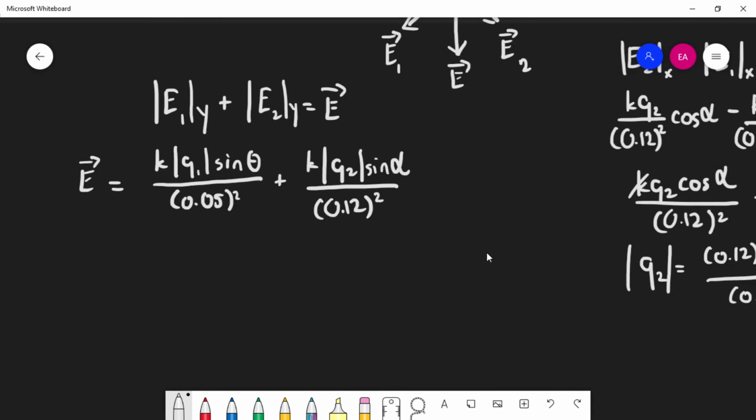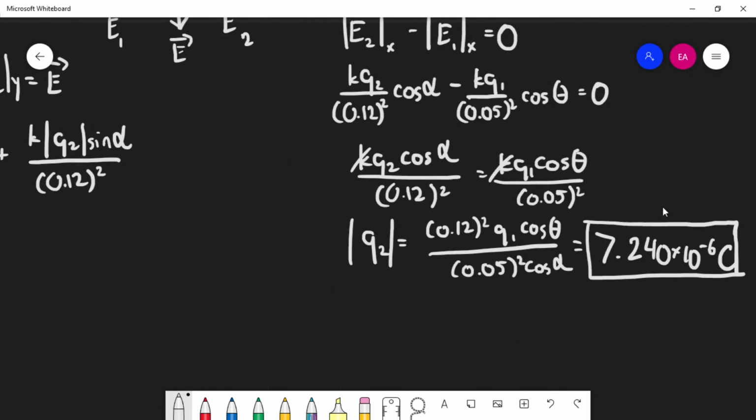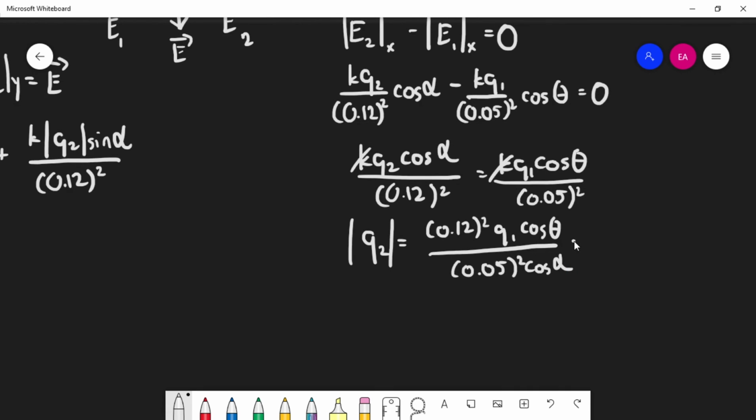And finally, we already have Q2, which is 7.240. No, I'm sorry. I misread what I wrote down in my work. I did this on paper first. So this is 7.2 times 10 raised to negative 6, not 7.240. It's just 7.2. I'm sorry for that. So magnitude of Q2 is 7.2 times 10 raised to negative 6 coulombs.